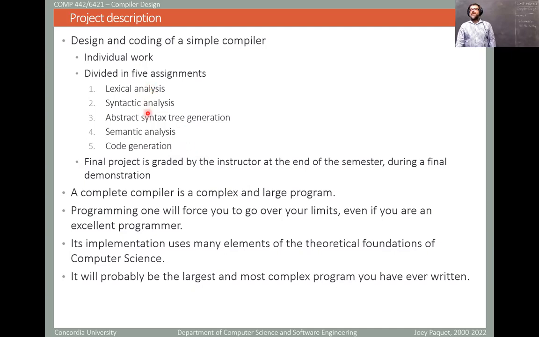Okay, so for each of these assignments here, you have to submit them independently, and then you do a presentation where you show the capacity, whether or not you're meeting the requirements of your assignment.